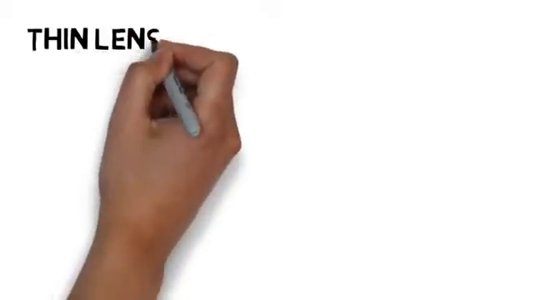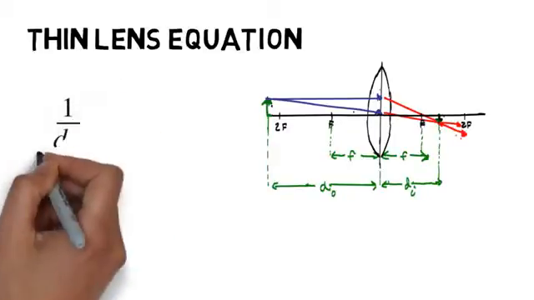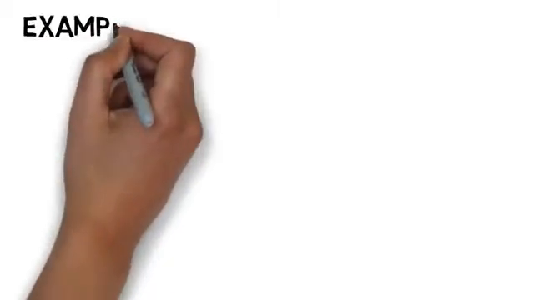Now let's learn about the helpful thin lens equation. The thin lens equation is a useful way to demonstrate a relationship between an object's distance from the lens, focal length, and image distance from the lens. Here's the diagram that displays all 3 of these variables, and here's the actual thin lens equation. The inverse of the object distance plus the inverse of the image distance is equal to the inverse of the focal length. So as long as you know 2 of the variables, you can find the third. Now that we know the equation, let's move on to an example problem.